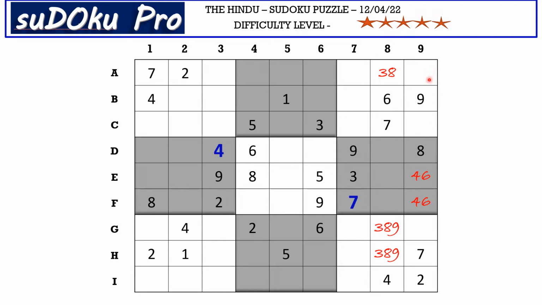Now in column 9, there are only 3 empty cells and the missing numbers are 1, 3 and 5. You can see 3 and 5 here. So C9 takes 1 and the rest of the two cells take the 3 5 pair.